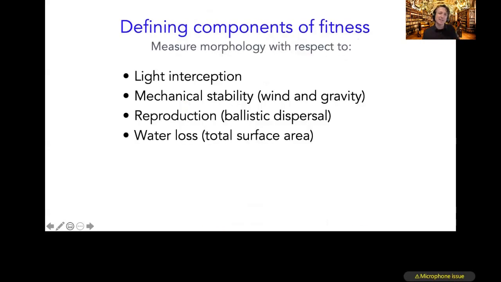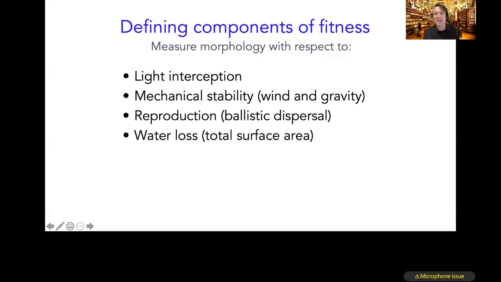Let's think of life on land: differences in light interception, differences in biomechanics and mechanical stability. Different environments will have differences in wind and gravity, but there's also reproduction. Maybe the taller you are, the bigger probability you have of getting picked up by wind and blown around, increasing your reproductive success in finding a new site. Then water loss: your total surface area is going to influence how much you desiccate in a given environment.